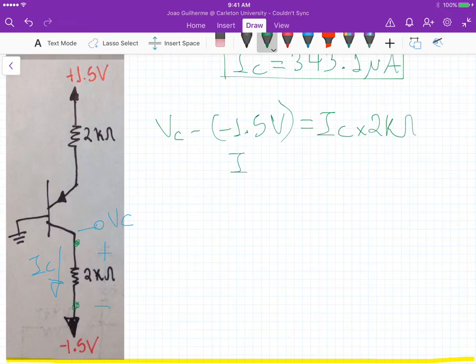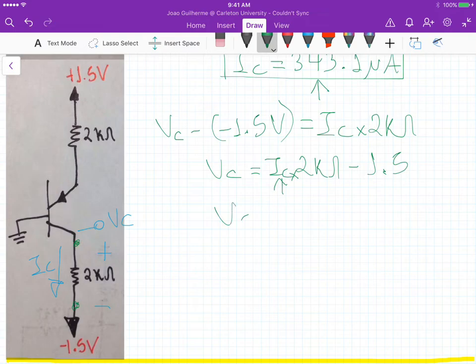So if we isolate VC, VC is equal to IC times 2K ohm minus 1.5. If we substitute this current here, we get VC equal to minus 0.813 volts.